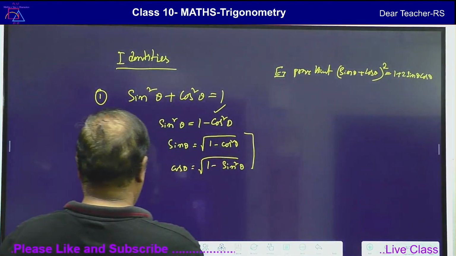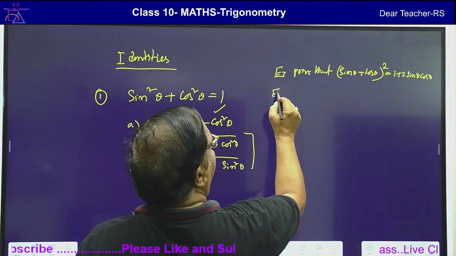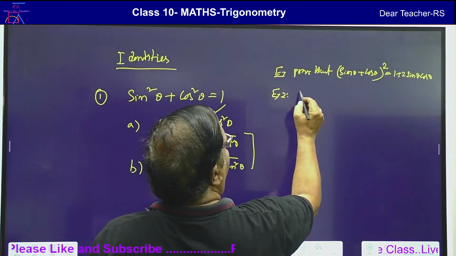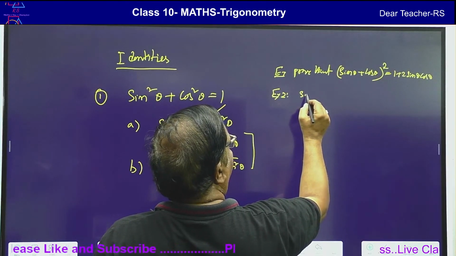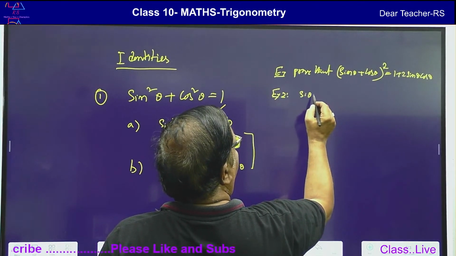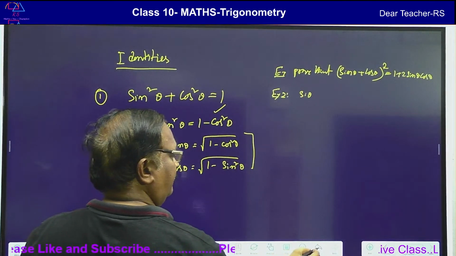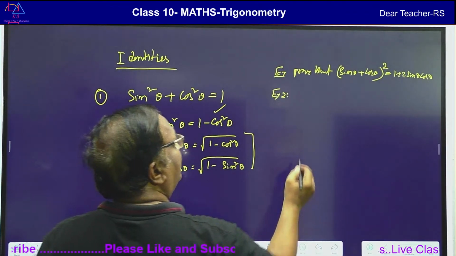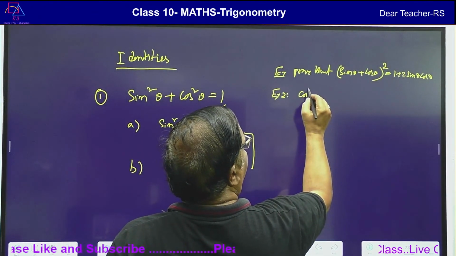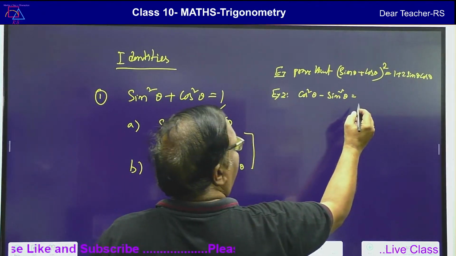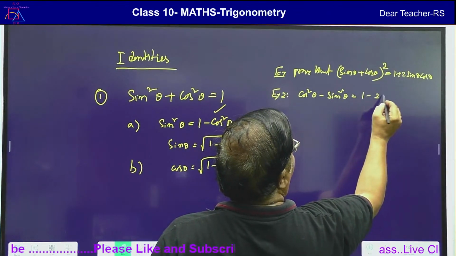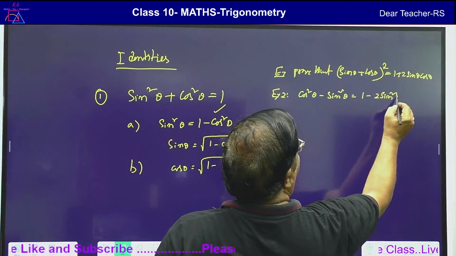Okay. Let me do one more question, example 2. Cos square theta minus sin square theta is equal to 1 minus 2 sin square theta.